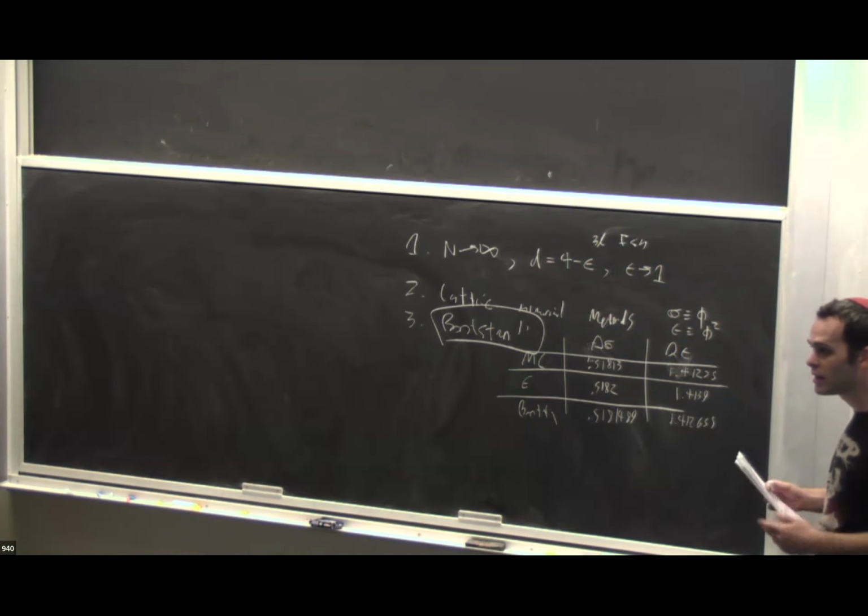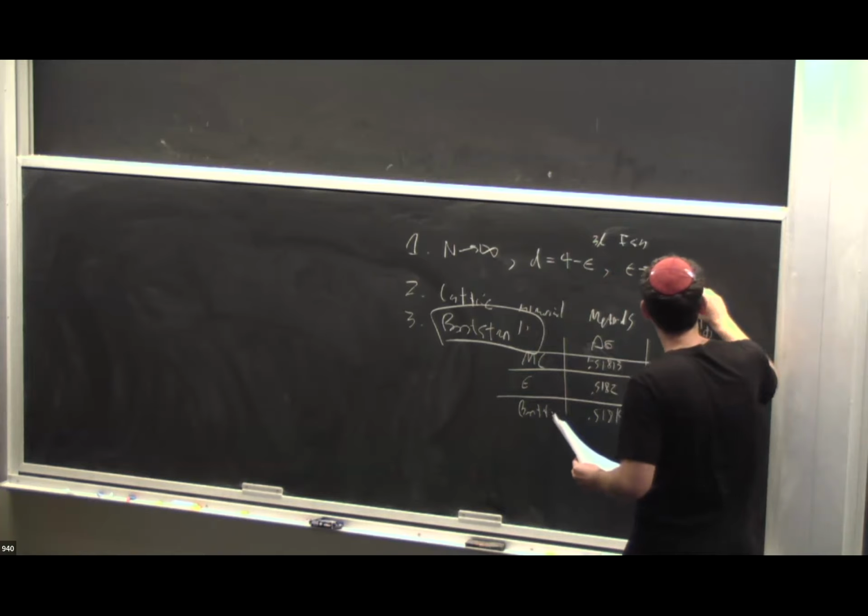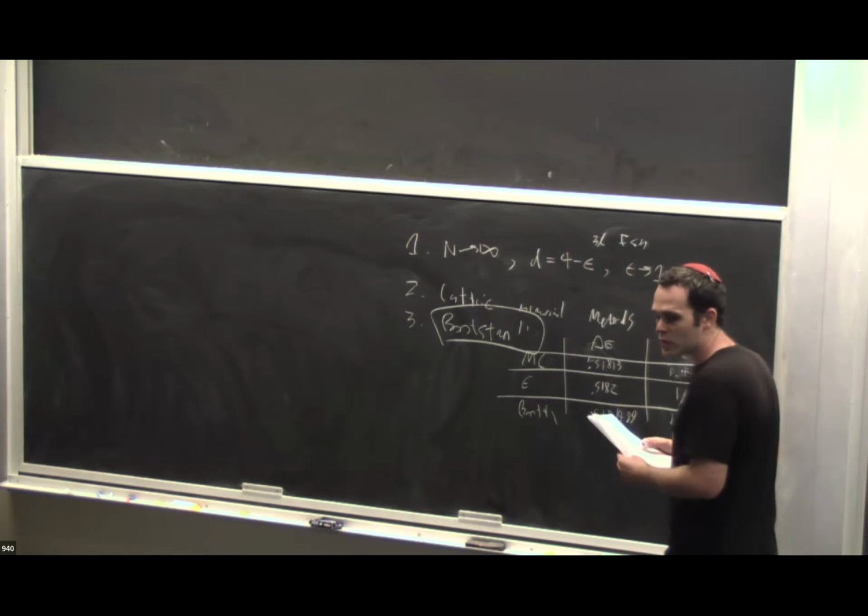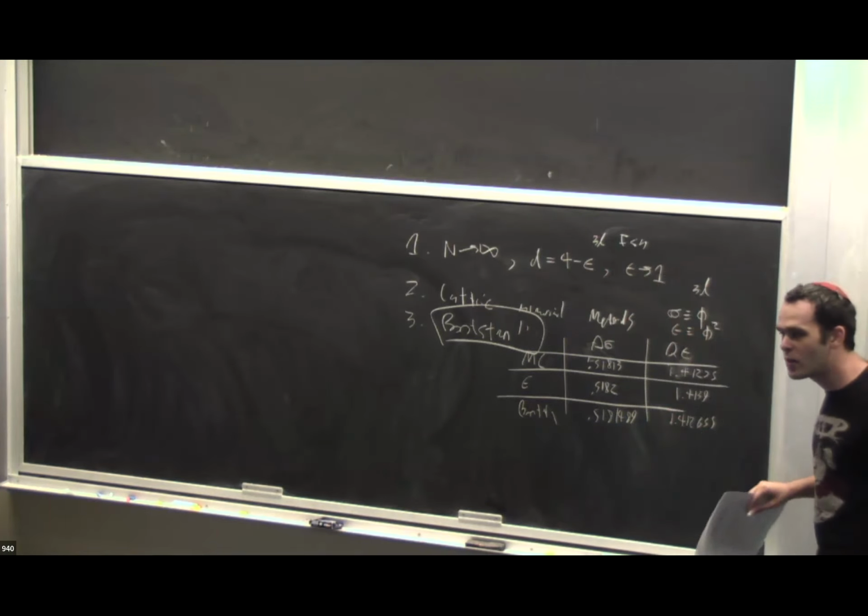So this is for d equals 3, and this is in 3D. This is for the 3D Ising model. Because of course, the 2D Ising model was already solved many years ago, and the 4D Ising model is not about so much.